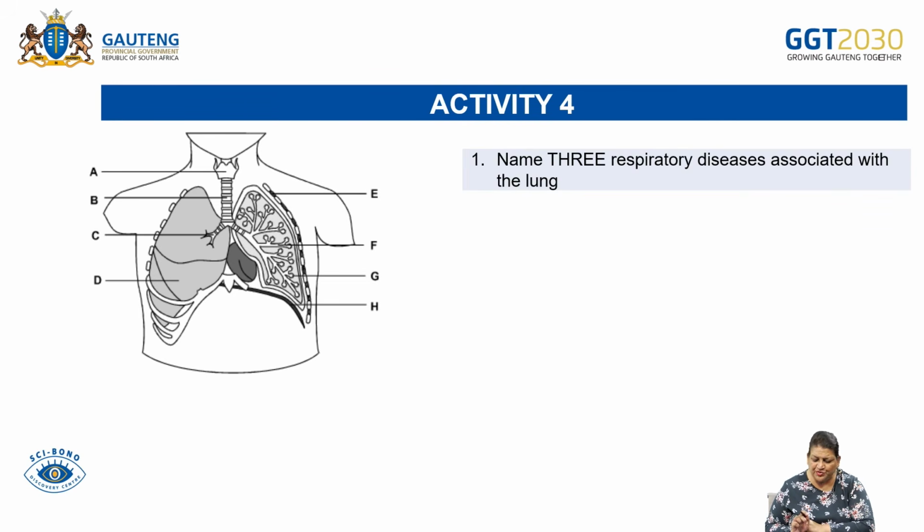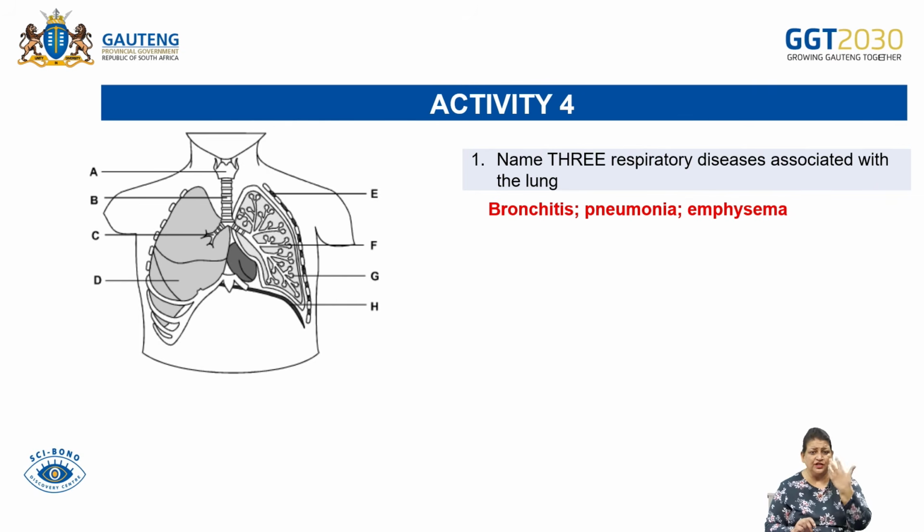Name the 3 respiratory diseases associated with the lungs. It is bronchitis, right? When you get a flu and you're coughing a lot of mucus, it means your bronchioles are inflamed, because there are foreign germs inside your bronchioles that irritate the membranes of your bronchi. They start producing mucus to trap the dust and that germ. So the mucus becomes thick and green and yellow, and you suffer from bronchitis.